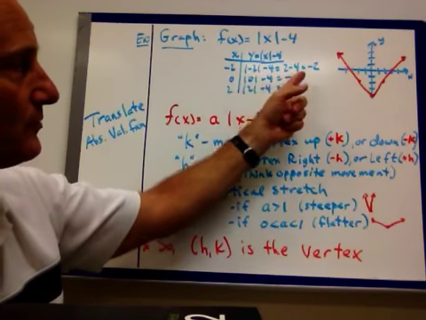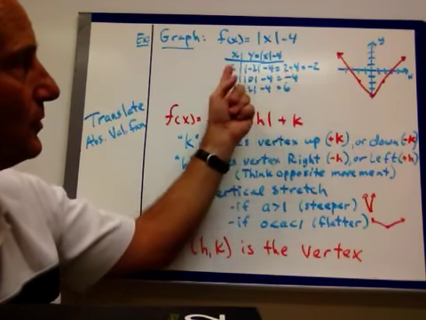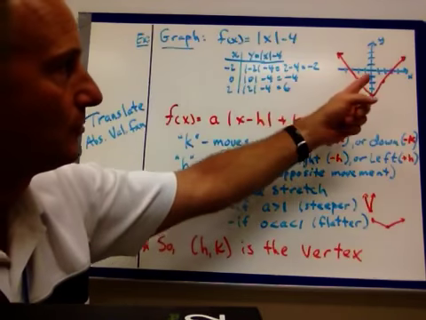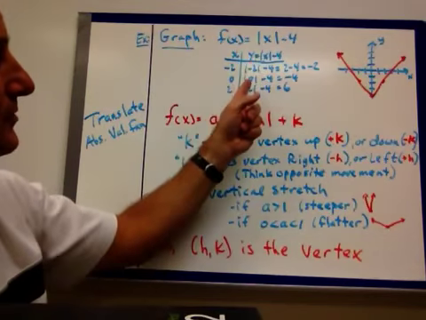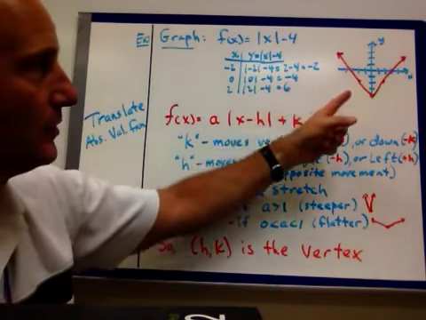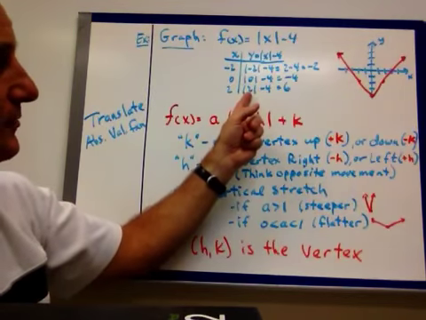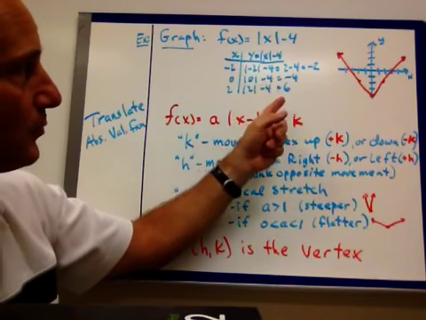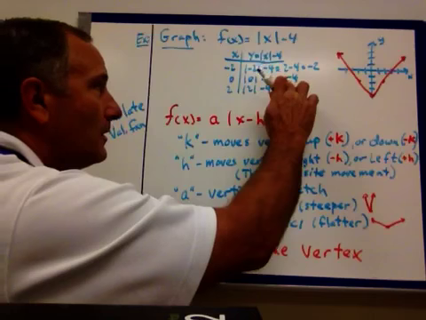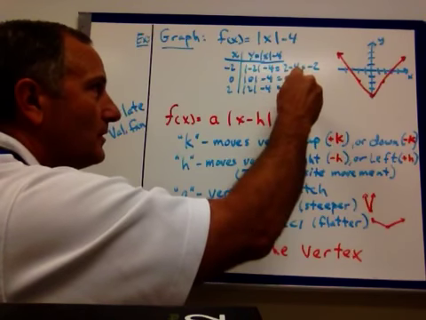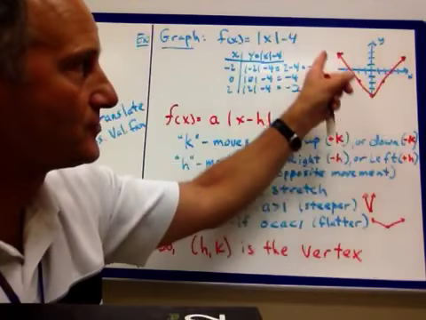You end up with 2 minus 4, because the absolute value of negative 2 is 2. 2 minus 4 is negative 2. So you got the point negative 2, negative 2, there it is. Plug in 0 for x, you get 0 minus 4 is negative 4, so 0, negative 4. Plug in 2 for x, the absolute value of 2 is 2, minus 4 is negative 2 again. And there's that point right there, so there's your graph.